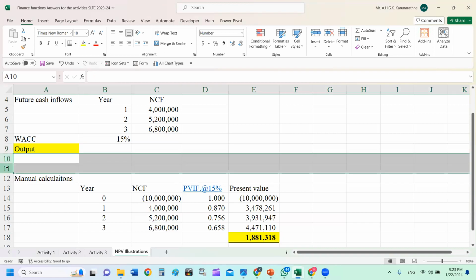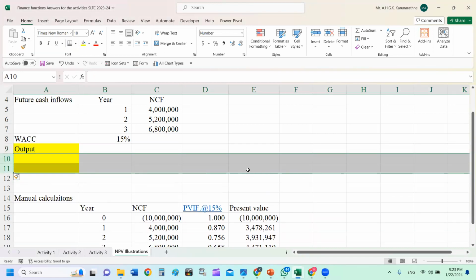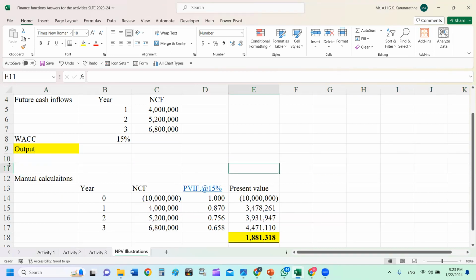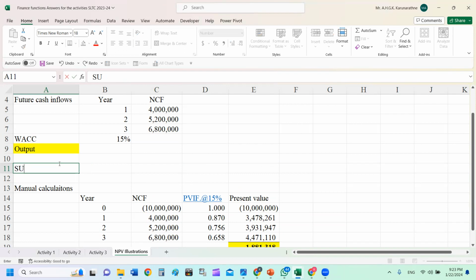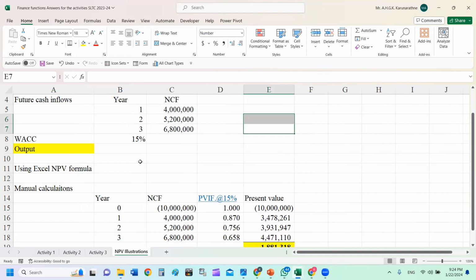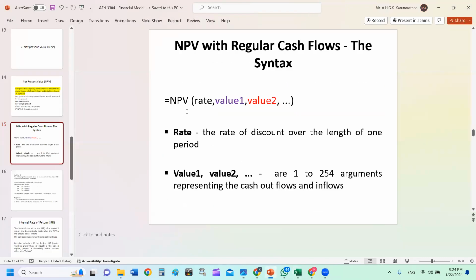Using Excel, the NPV formula. See what the formula is: equal NPV, rate, value 1, value 2, value 3, etc. Okay, come back.